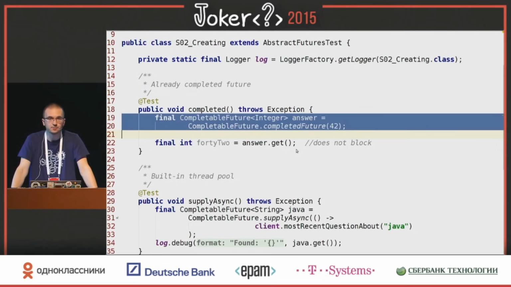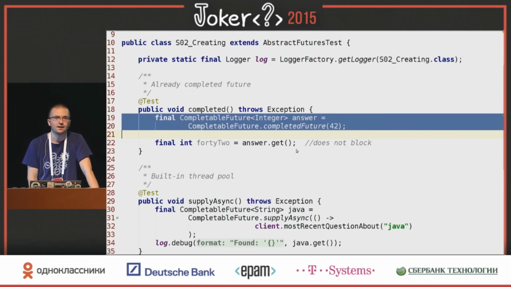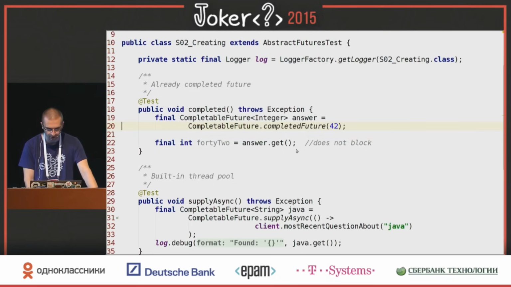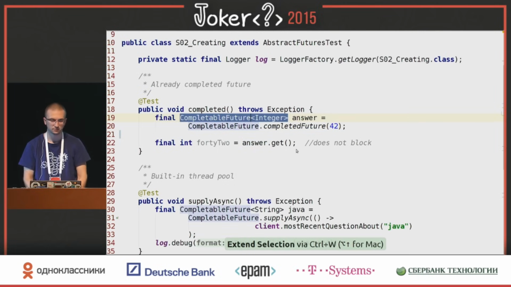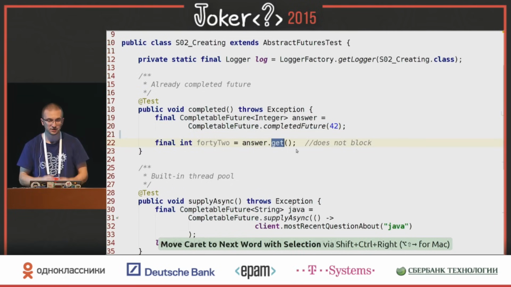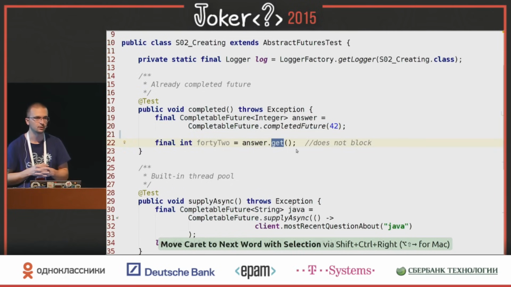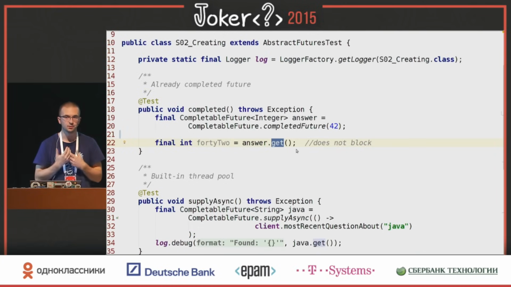So it doesn't make much sense to create a future like that, but it's sometimes reasonable, for example, for testing purposes or if you want to have some sort of placeholder. So you are creating a completable future which has a fixed value of 42, which means this future is a handle for some integer. However, if I call .get, I'm pretty much guaranteed that it's not going to block. It will just return 42 immediately because this future is already completed.